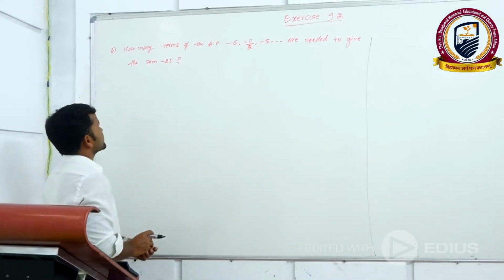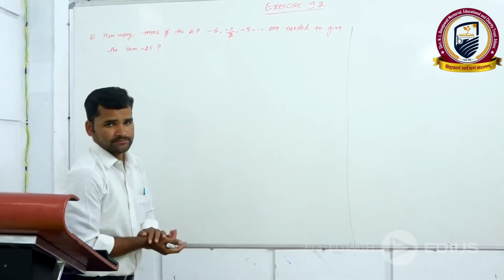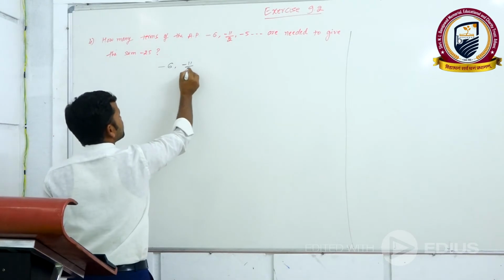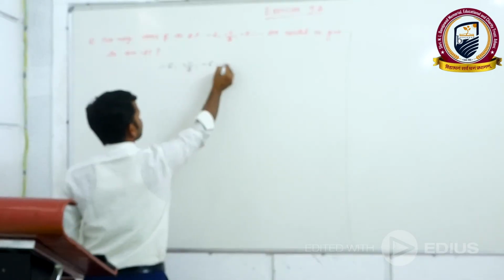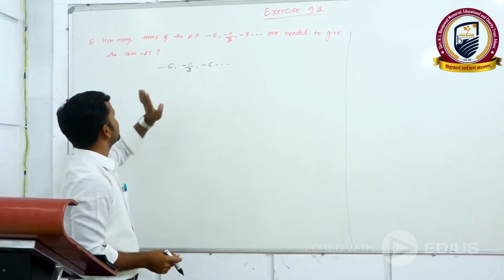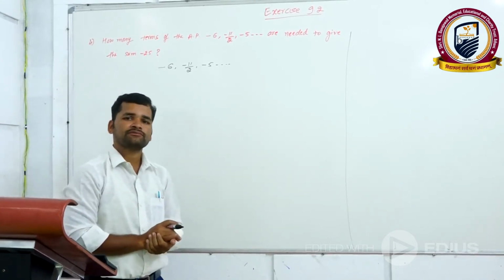Fourth problem, what it is saying, how many terms of the AP? Here is an AP given to us, minus 6, minus 11 by 2, minus 5, so on. How many terms of this AP are needed to give the sum minus 25?